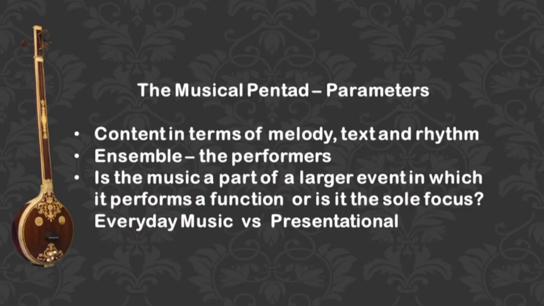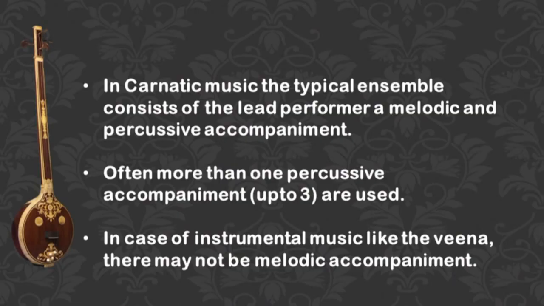The second criterion would be ensemble. What is the ensemble of performers? Now, if you consider pop music, a film song for instance, the ensemble consists of one or two singers, playback singers, and a whole lot of people that comprise the orchestra. Whereas if you take Carnatic music, it is a very simple ensemble. The kind of accompaniment, the kind of ensemble that constitutes folk music will also be different.